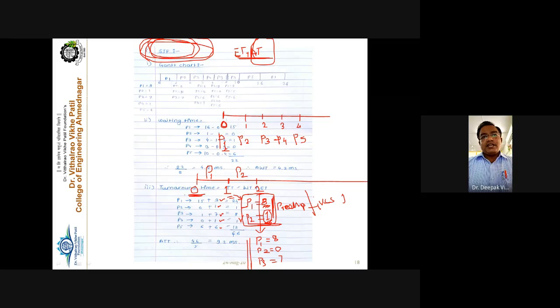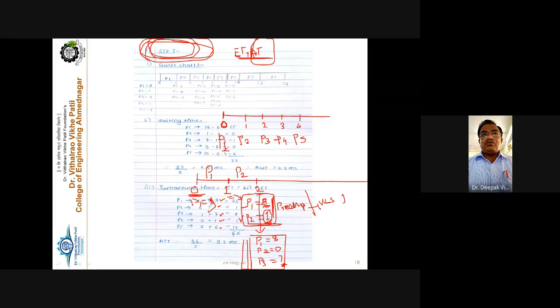See carefully. At 0 milliseconds, P1 is 9. At 1 millisecond, P1 is 8 because 1 is already executed, and P2 newly arrived with 1. Now at the second millisecond, P1 is 8 as it is, and P2 is 0 because it is completely executed. The new process P3 arrived with an execution time of 7. This is the picture at the second millisecond. Getting my point or not?